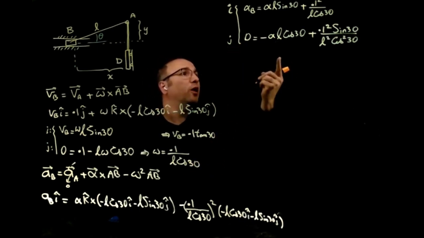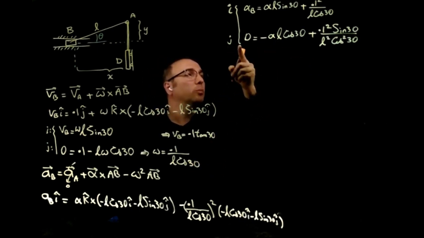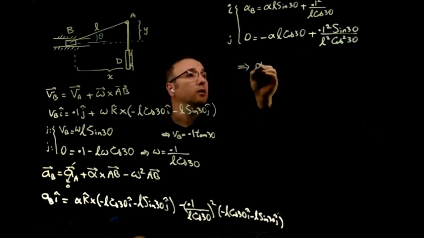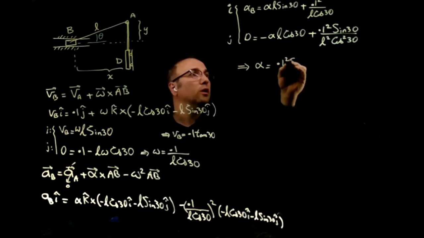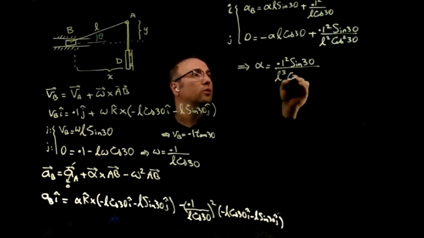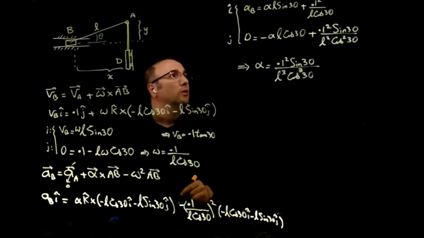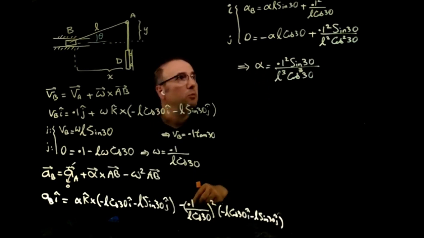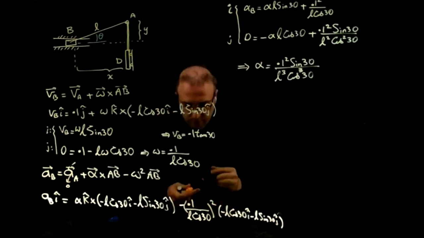So from this, we can find alpha, right? We bring that to the other side. So from the second equation, I get alpha equals to 0.1 square sine 30 over L cube cosine cube 30. All right, and we plug it in here and we find aB, and we should get the same result as before. All right.